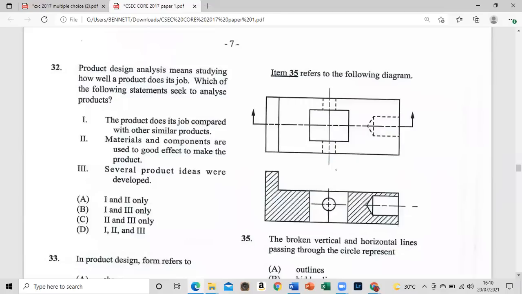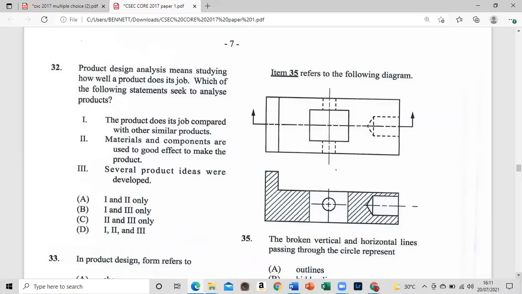All right, 32. Let's go to 32 now. Product design analysis means studying how well a product does its job. Which of the following statements seek to analyze a product?